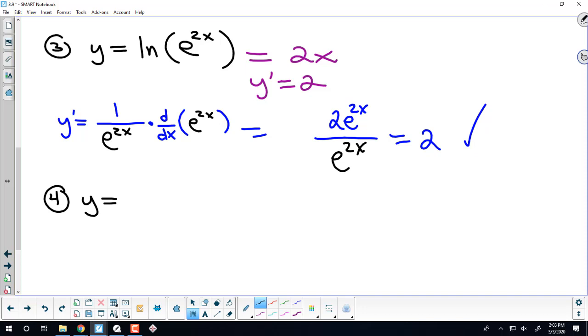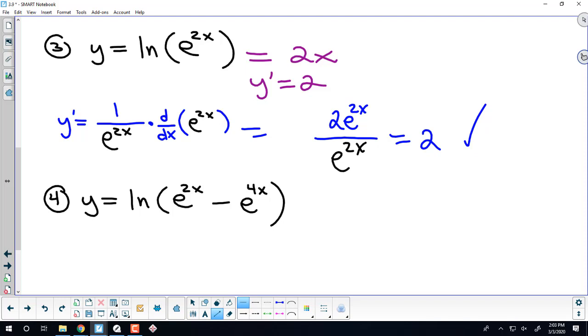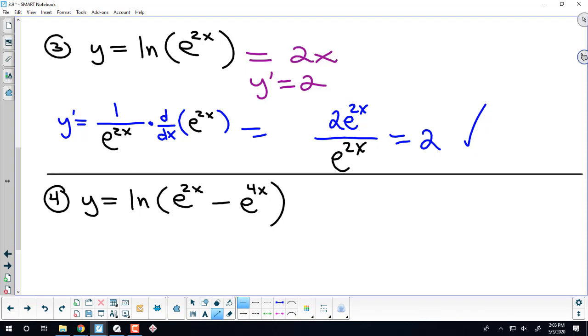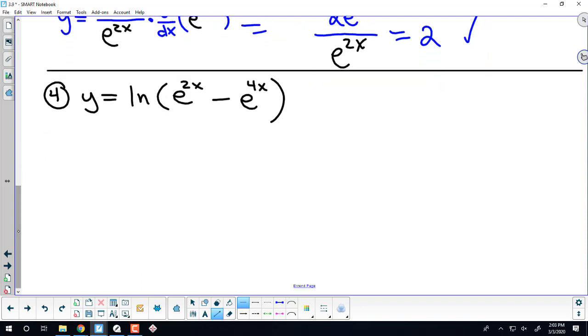Okay, how about if y were the natural log of e to the 2x minus e to the 4x. So there is no property of logarithms when you have the log of a sum or a difference. There is no property for those. So this function you have to leave as it is. You can't simplify that at all. Which again is another reason why we should be familiar with the properties of logarithms.